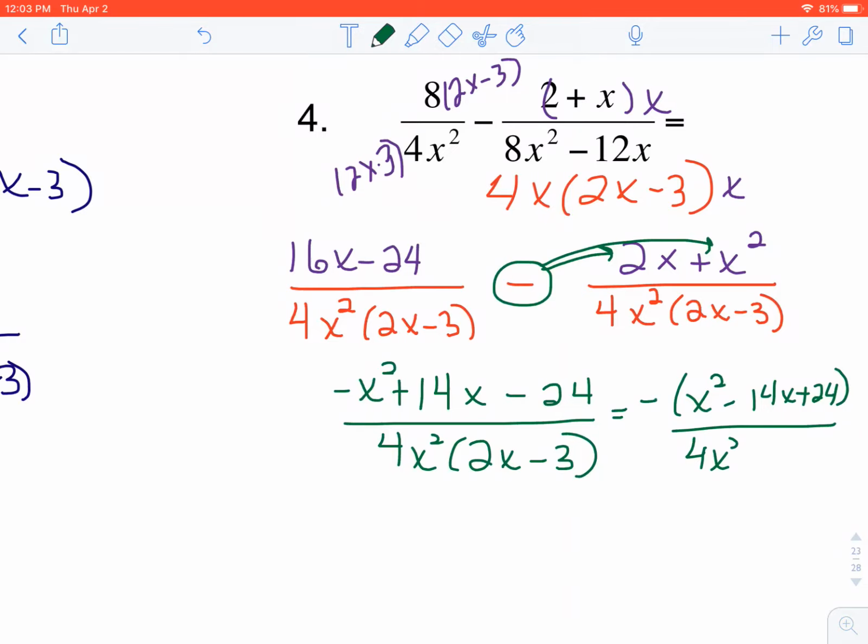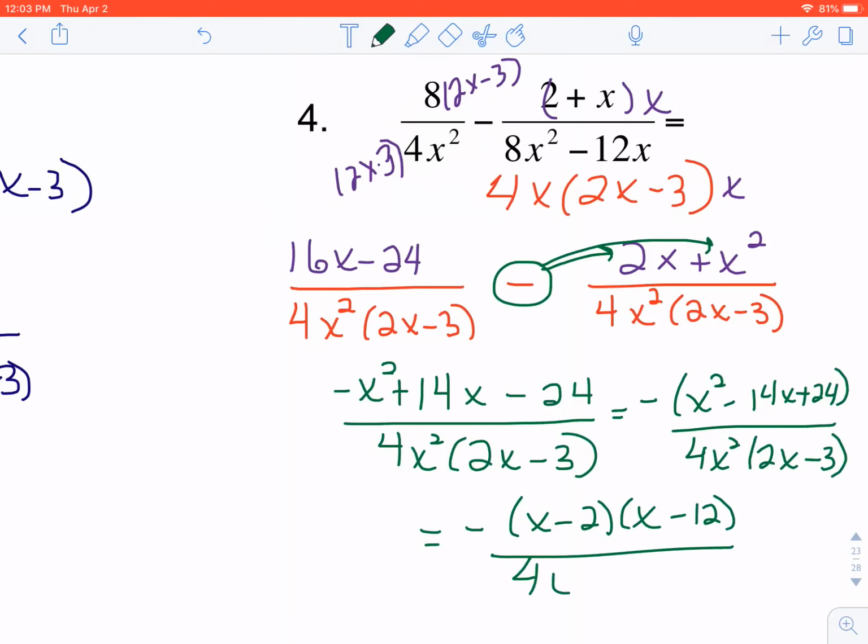You wouldn't have to do this. And then I could factor it one more time. 24 is 2 and 12, and negative 2 and negative 12 combine to be negative 14. So I could also write my problem like that, where the numerator is factored, however it doesn't cancel with anything in the denominator. So either answer is fine.